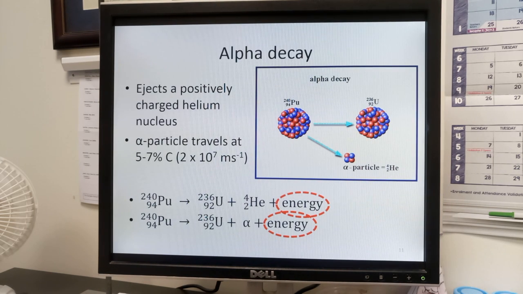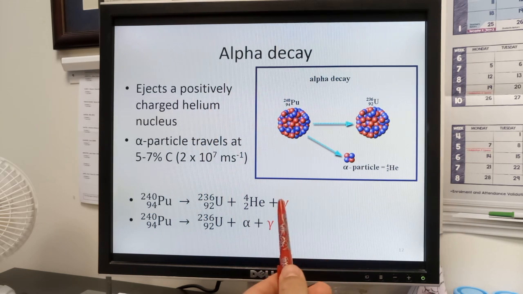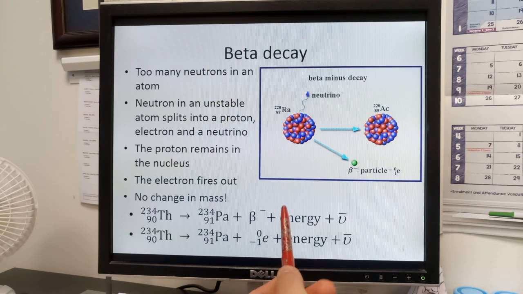So that's that plus energy bit, gamma rays. That's the symbol you can use for gamma. It's the Greek letter gamma. It looks like, I don't know, looks like Y. It's hard to draw, but I'll get what you mean if you do that in the exam.